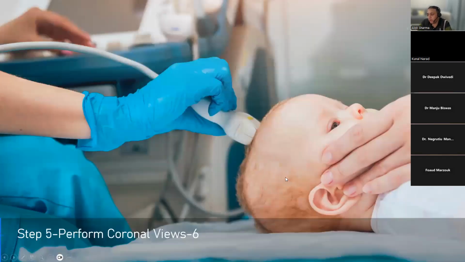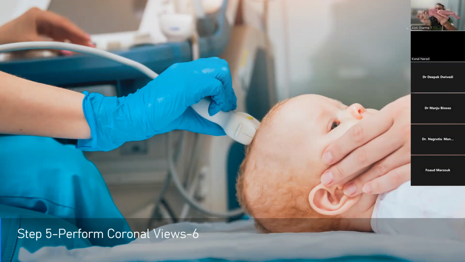Step 5, perform 6 coronal views. Quite simple. Have a look at my hand. Probe stillness is absolutely key. Somebody asked last time, is it sweeps? Yes. So I am getting my midline coronal view. I'm identifying, and we'll have a look at them, basically the corpus callosum with the lateral ventricles and the cavum septum pellucidum if it's present.